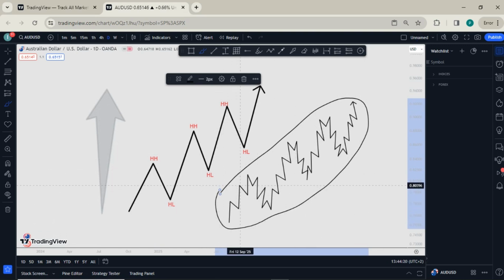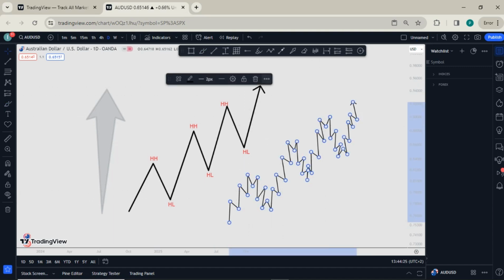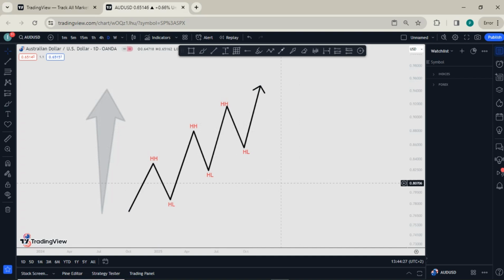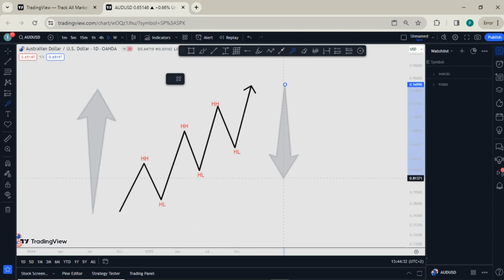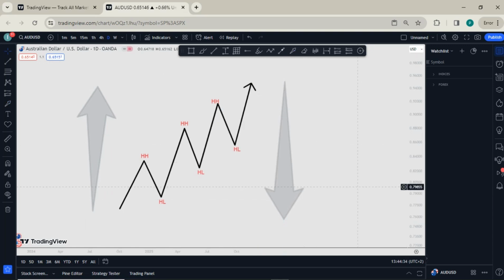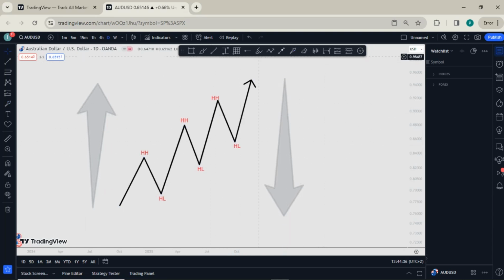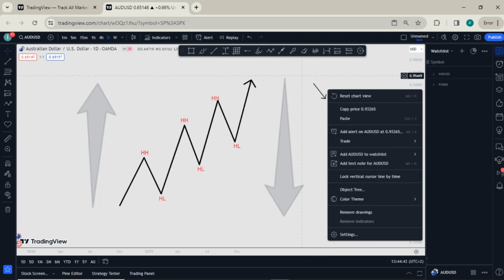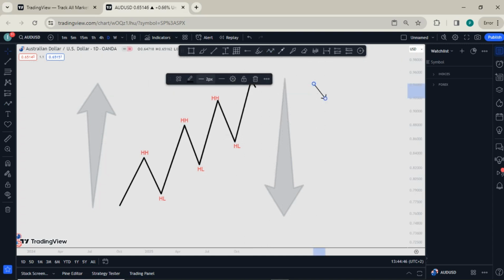which we will dive into later on in part two. Now in part one, I just want us to focus on market structure. So now we have identified that this is our uptrend. Now, in a downtrend, we're going to be seeing something like this. On a downtrend, it's going to be something like this.